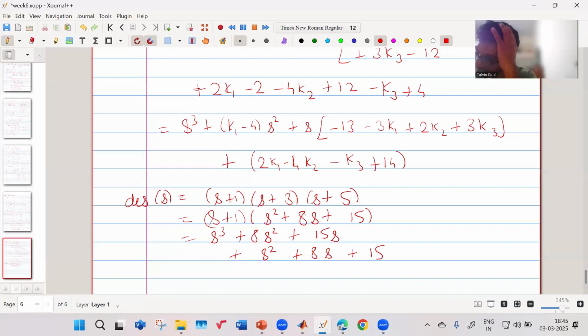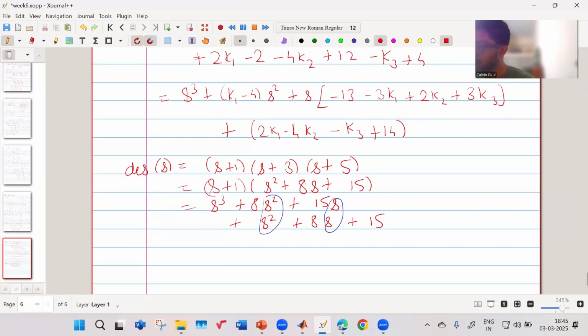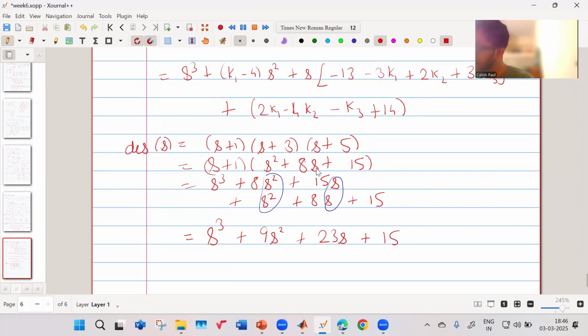If you observe, what I'm trying to do is align all the s² terms so it becomes easy when I add. That is a way I'm trying to prevent errors, just a safety precaution. So this becomes s³ + 9s² + (15 + 8 is 23)s + 15. Okay, so now we have found this complicated thing.